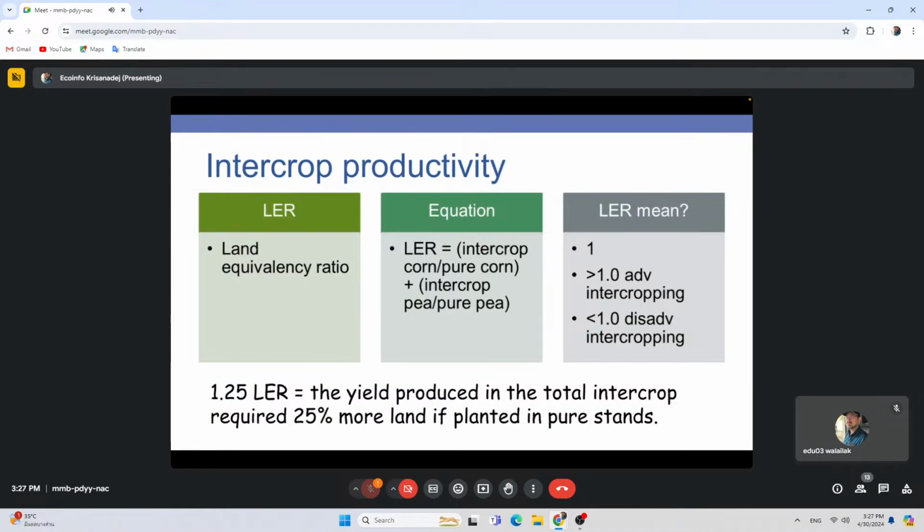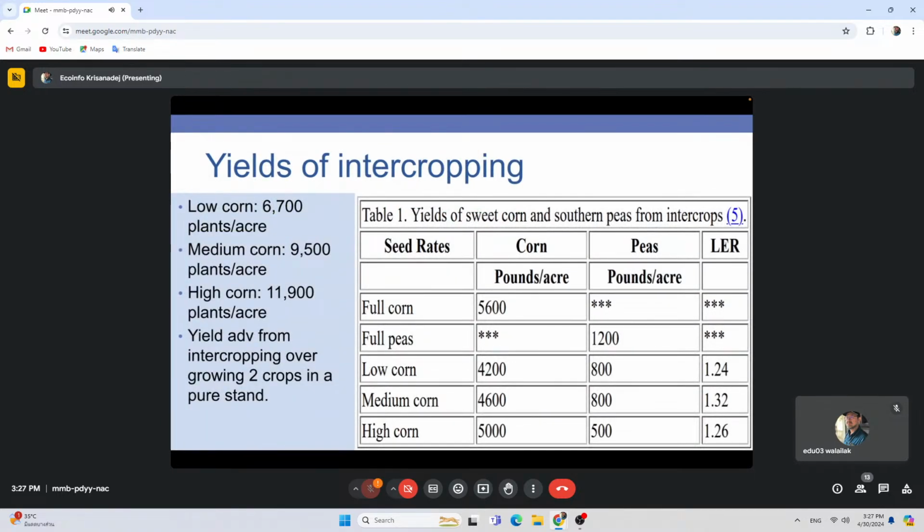I will show, for example, if this ratio is 1.25, which is higher than 1, that means the yield produced in the total intercropping is 20% more than planting one thing alone. Okay, that means the farmer will gain 20% more yield than they would with a single crop. Okay. I will show you this, next slide please. These are examples.